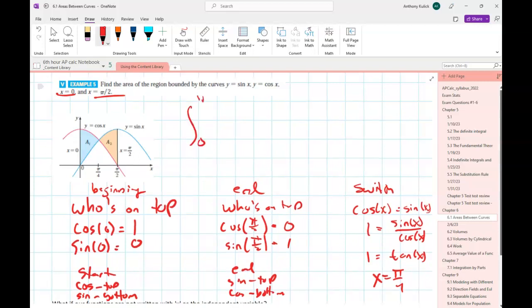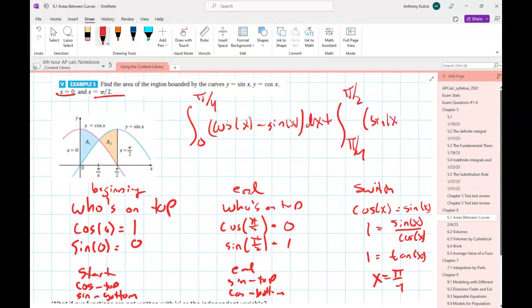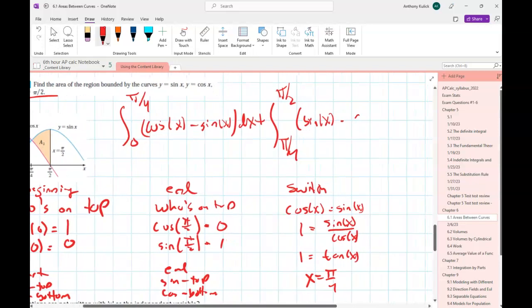So we're going to go 0 to pi over 4, and then we'll have cosine on top minus sine on bottom. And then from pi over 4 to pi over 2, we have sine on top and cosine on bottom.